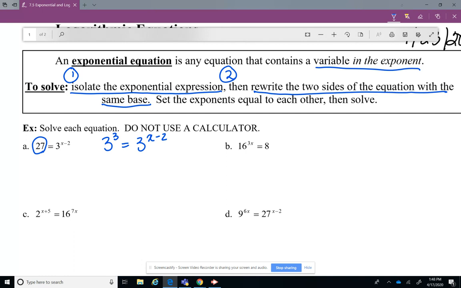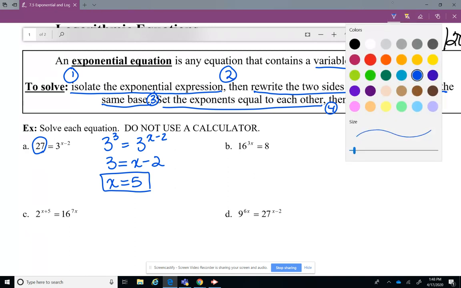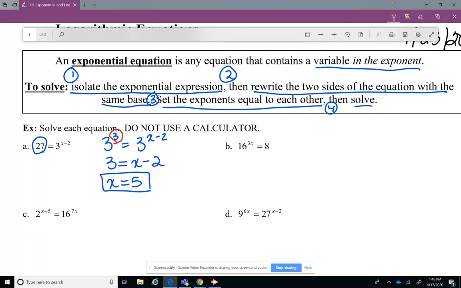All right. Third step, set the exponents equal to each other. So I'm going to set 3 equal to x minus 2. All right. Fourth step, solve. So we're going to add 2 to both sides, and x is going to be 5. So that was really pretty simple. We took the exponents and we set them equal to each other and solved. We've done that before, so this should be pretty familiar.